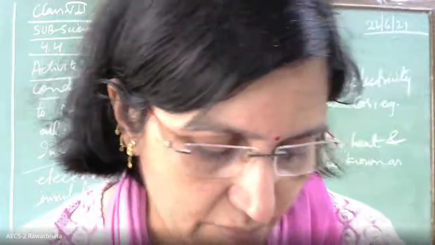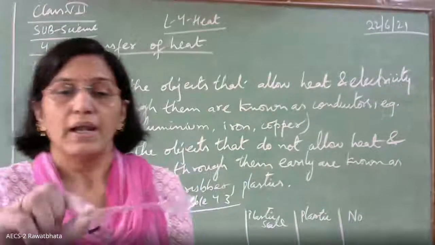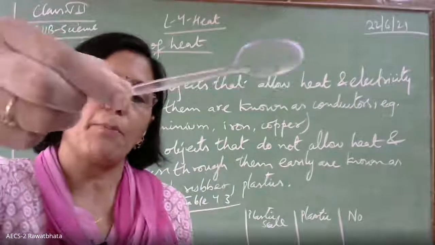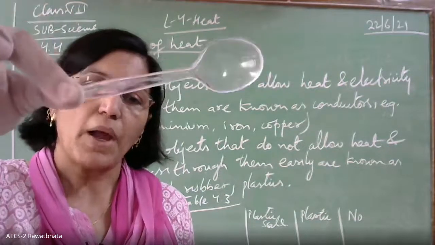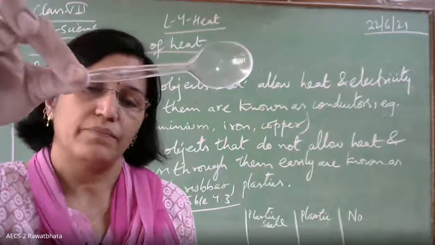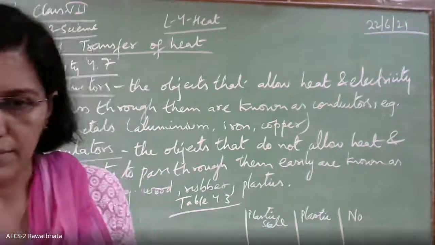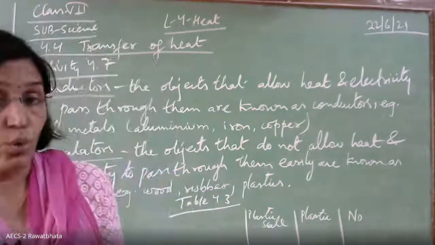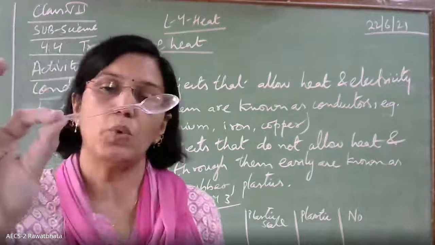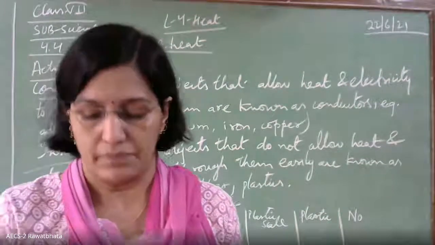Then after that, we have discussed enough about the metal spoon. Let me give you an example of a plastic spoon. Plastic spoon. Second column will be plastic. And the third column will say no, meaning the plastic spoon, being made up of plastic, is also an insulator.